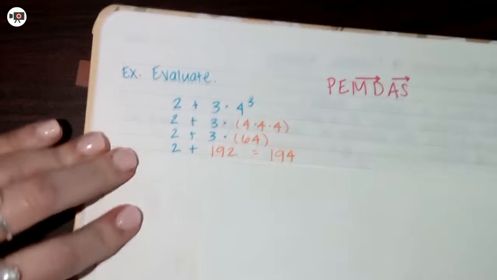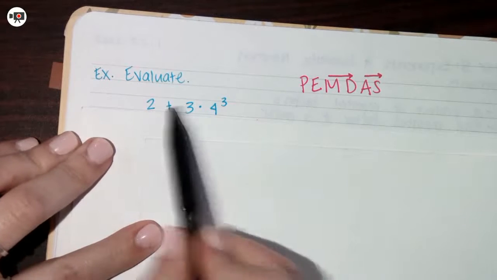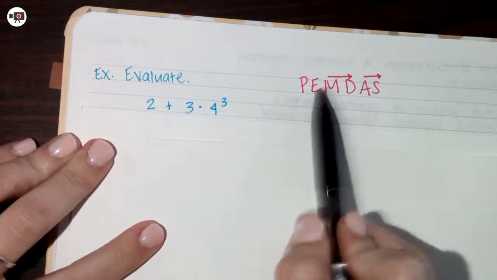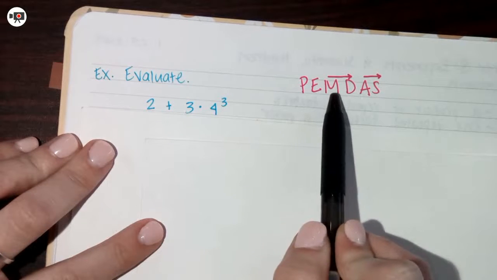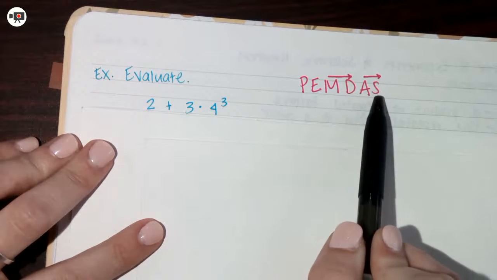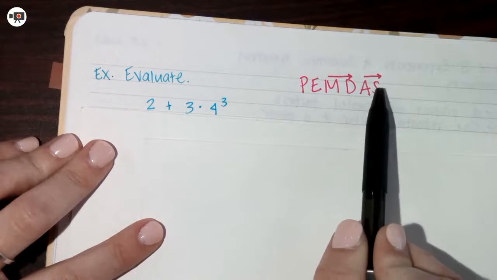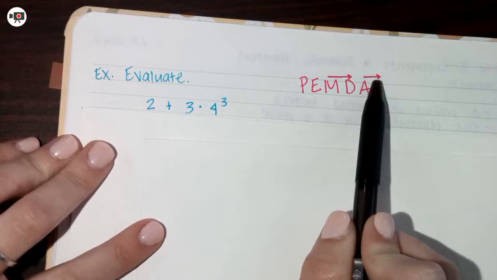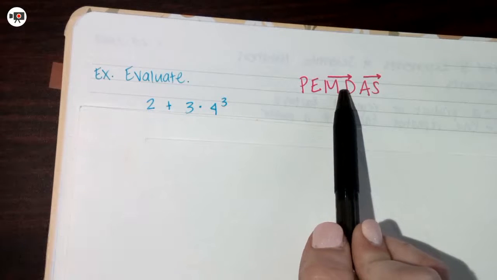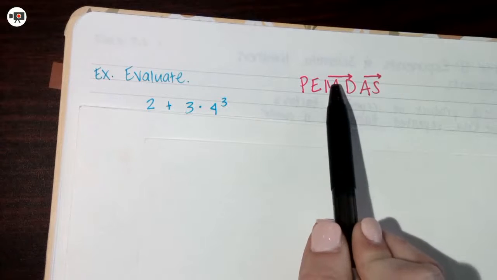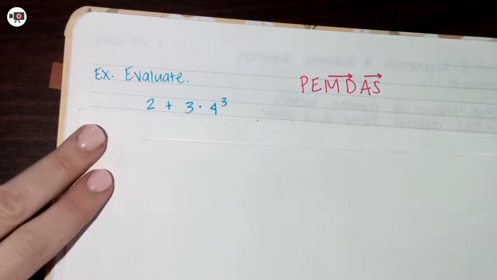Now if I'm given an expression that has multiple operations in it, I need to remember the order of operations, and that is parentheses, exponents, multiplication and division, addition and subtraction. Multiplication and division are done from left to right. Addition and subtraction are also done from left to right. For the multiplication and division, it does not matter what is where, as long as you work them from left to right. That's the order. Same thing for addition and subtraction.